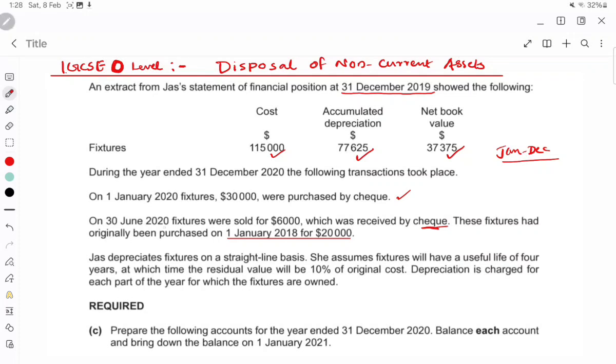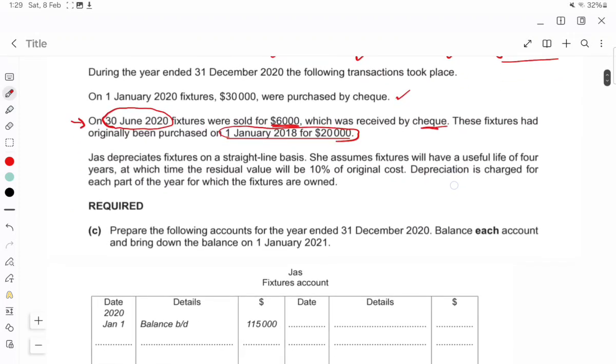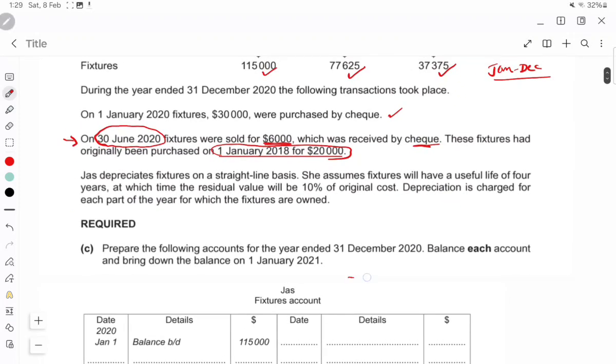Here, this asset is being disposed. On 30th June 2020, the fixtures were sold for $6,000, received by check. These fixtures had originally been purchased in 2018. So from 2018 onwards, we need to calculate depreciation for the disposed asset. So this will be the financial year.